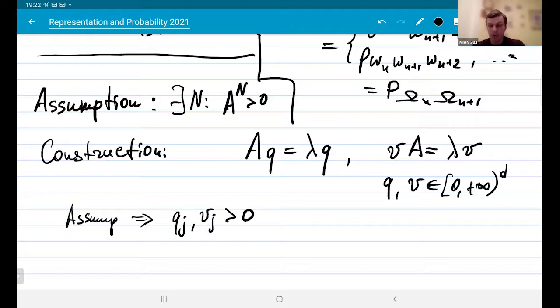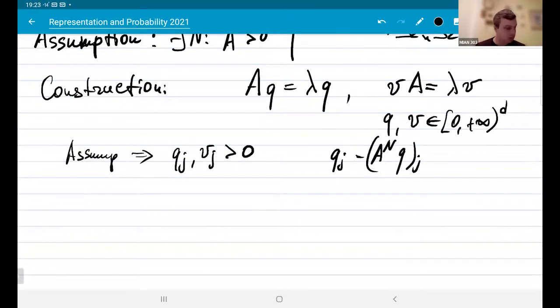This is because if you write down that q j equals, say, A to the n of q, j, you see that q j is a linear combination of all elements of q with strictly positive weights. And since, of course, q is not identically zero, we have the total sum is positive. And then one can consider the following transition probability.